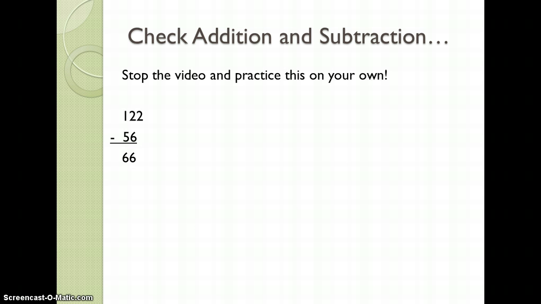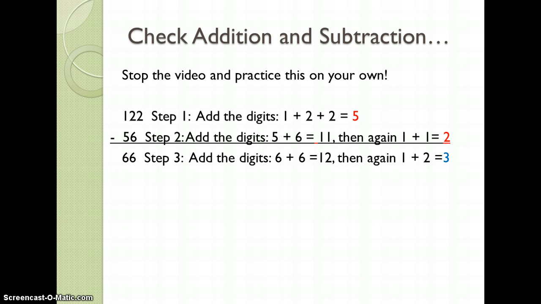Let's stop the video and practice 122 minus 56 equals 66 on your own. All right, step 1, add the digits in the first addend. 1 plus 2 plus 2 is 5. Step 2, add the digits in 56. 5 plus 6 is 11, but then we need to add again the 11 since it's greater than or equal to 10. So 1 plus 1 is 2.